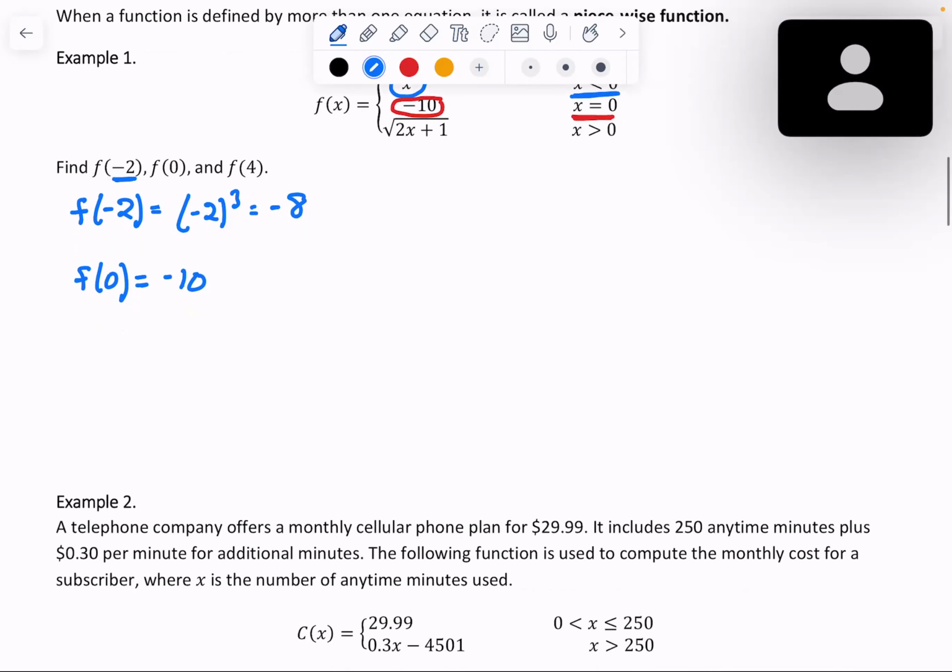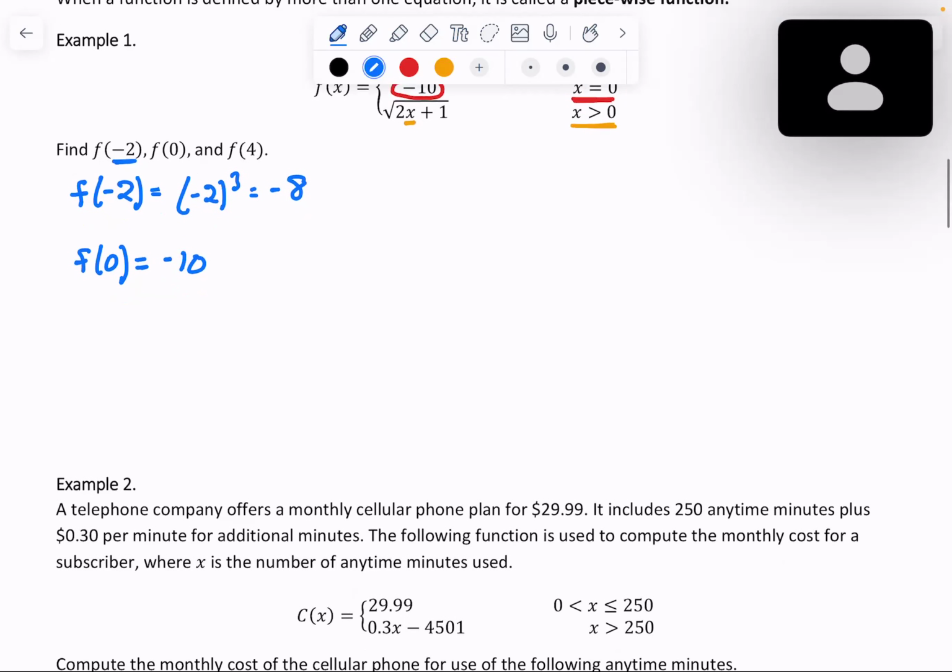And then the last one on here we have is f of 4. So when is x equal to 4? Which piece does that fit into? This one right here, right? x greater than 0. So I plug in 4 right here into this one. So if I do that, f of 4 is equal to the square root of 2 times 4 plus 1 under the square root. So that's 8 plus 1, or it's the square root of 9. And that's just 3.